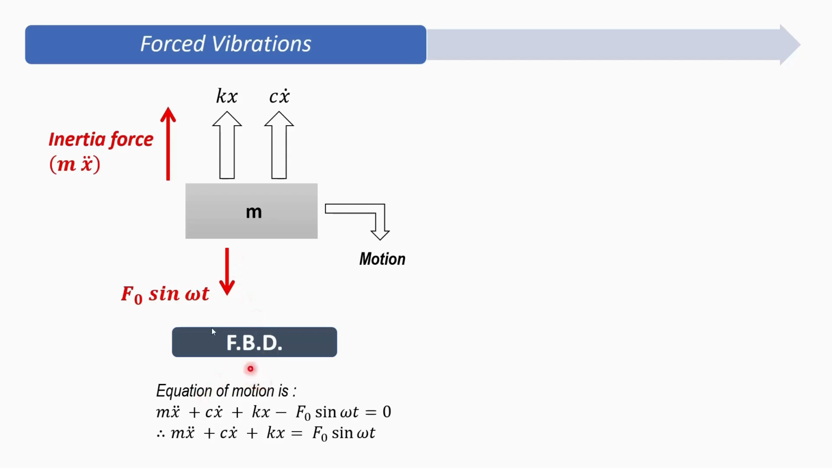So the equation of motion is, all these three forces are acting in the upward direction, which we have considered as positive. So inertia force plus damping force plus spring force minus F0 sine omega t, the downward acting external periodic force, is equal to 0. Transferring this negative force to the other side, it is F0 sine omega t. Now we have to derive the expression for the equation of motion in the simplified form.